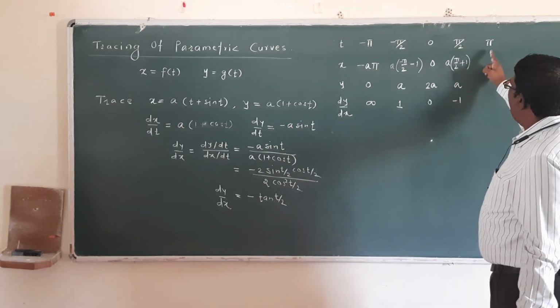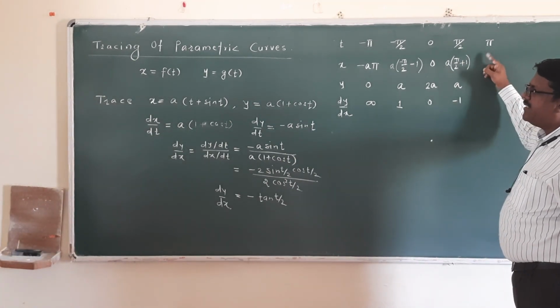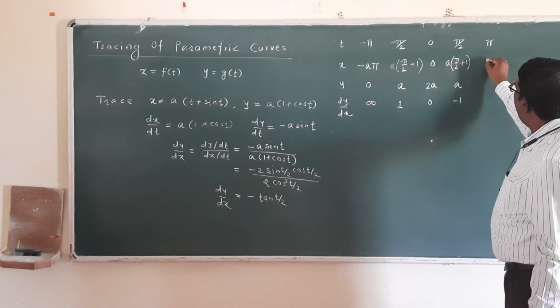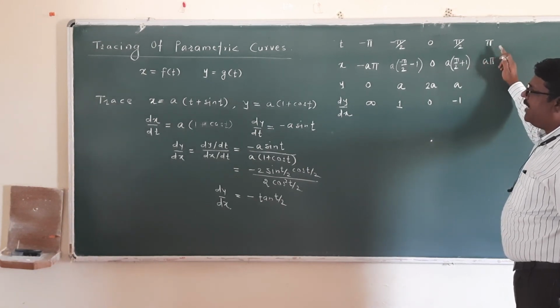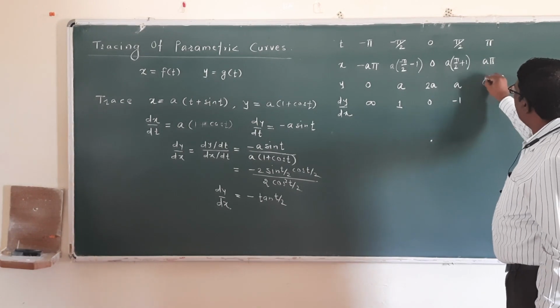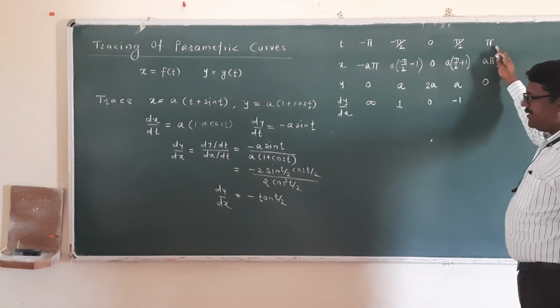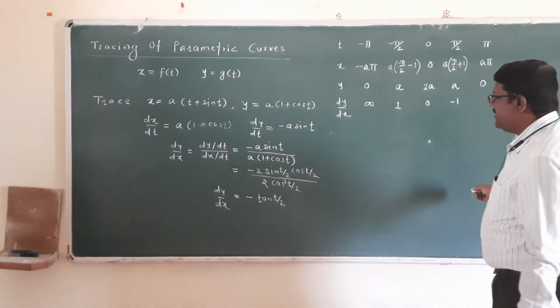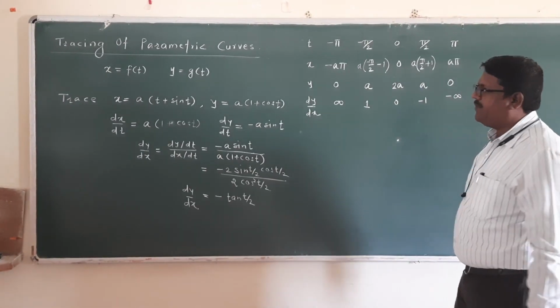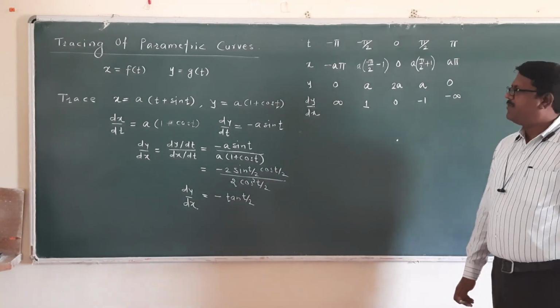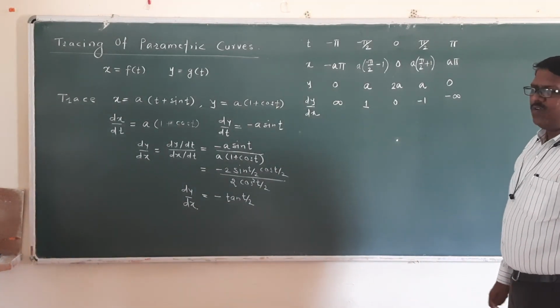Next, when t is pi, x is a pi, and y is 0. The value of dy by dx is minus tan pi by 2, that is minus infinity, isn't it? So after this table, what are we going to check?